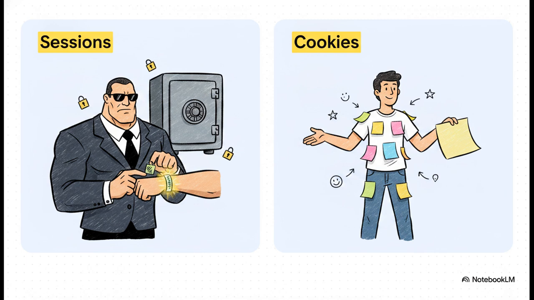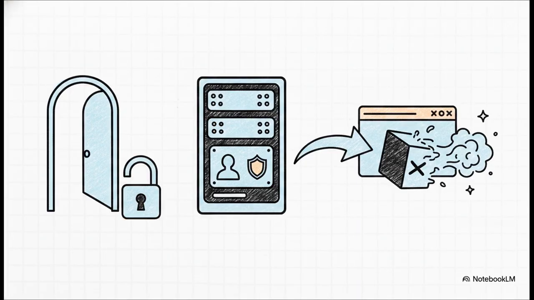Sessions hold your sensitive data tightly on the server itself. All the user gets is a randomized ID number to prove who they are. Cookies, on the other hand, actually hand the data over to the user's web browser to hold on to. Because they are stored on the server, sessions are the absolute backbone of secure login systems. They keep your data safe across multiple page loads.